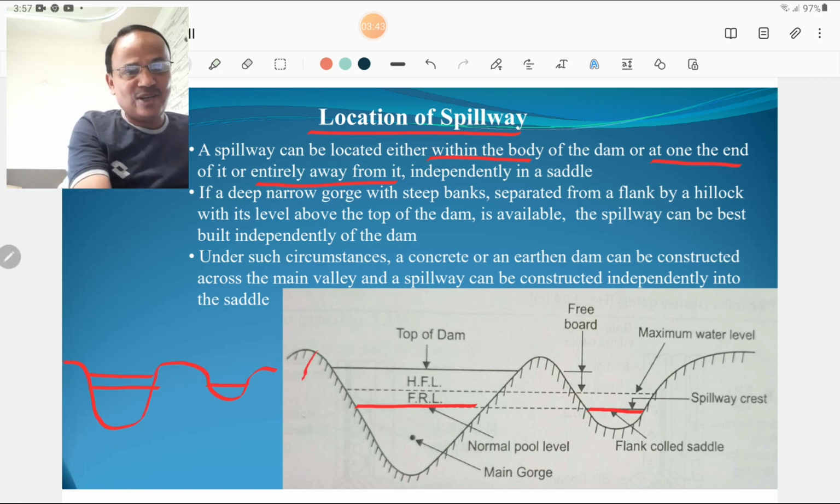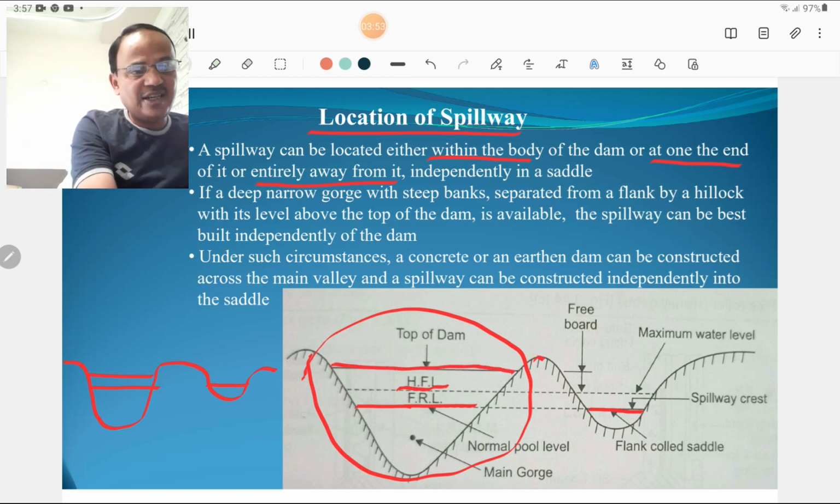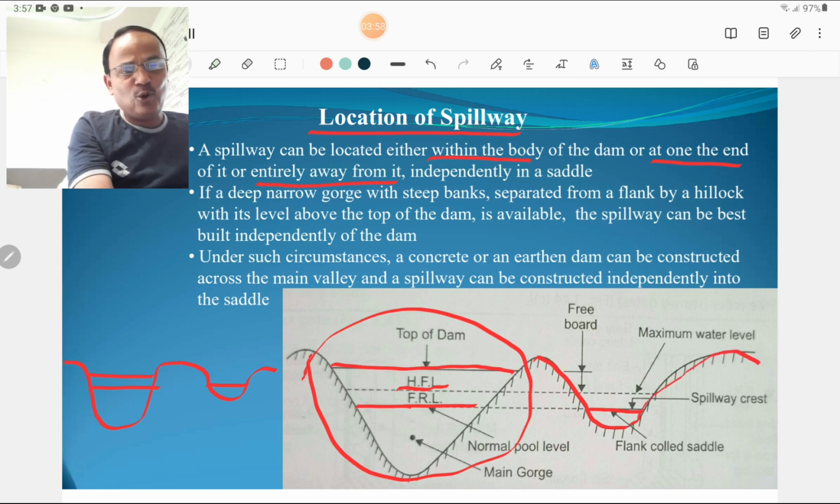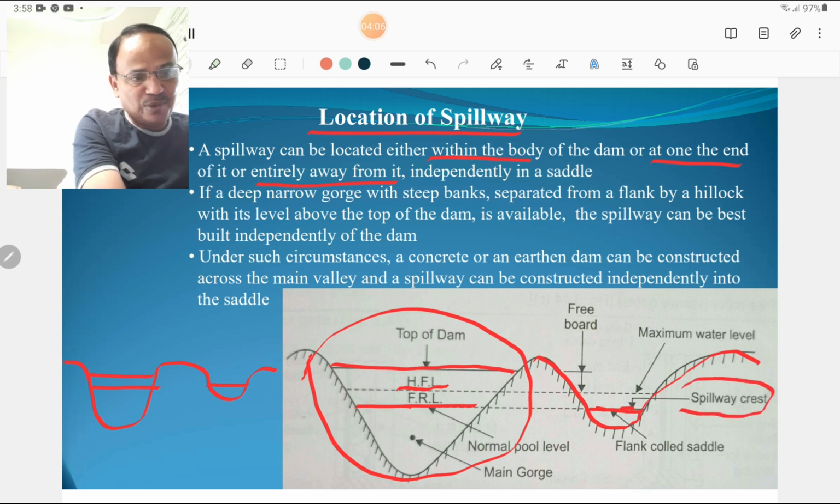This is the location of the dam, and for the dam these are the levels. This is the full reservoir level, this is the high flood level, and this is the top of the dam, and this is the independent saddle away from that dam location, and it is specially suited for the spillway. And the top of FRL is here also, and that is termed as the spillway crest, and such a location is termed as a saddle.